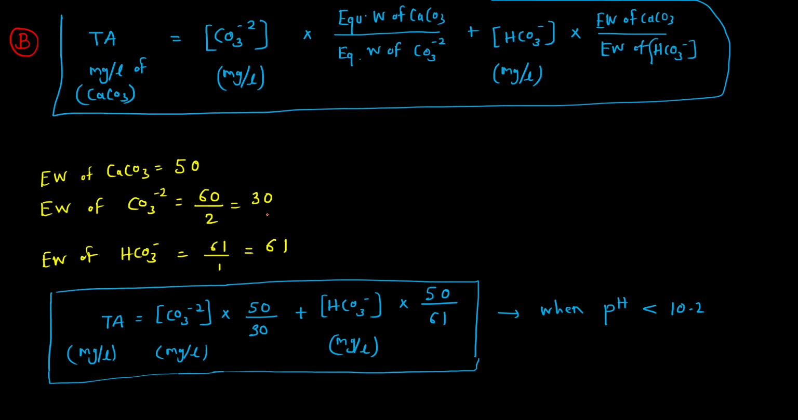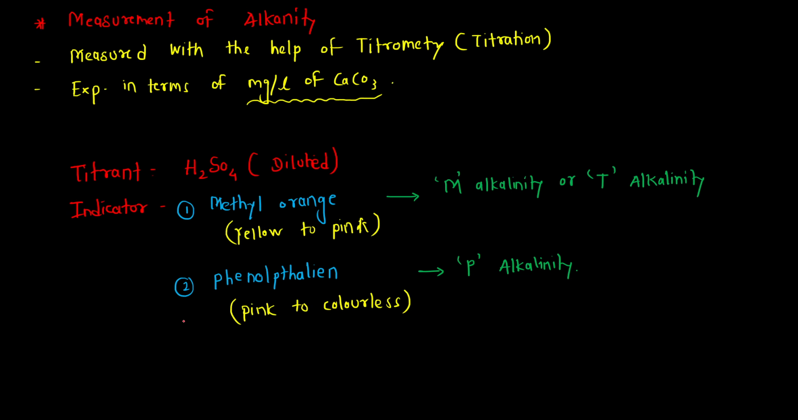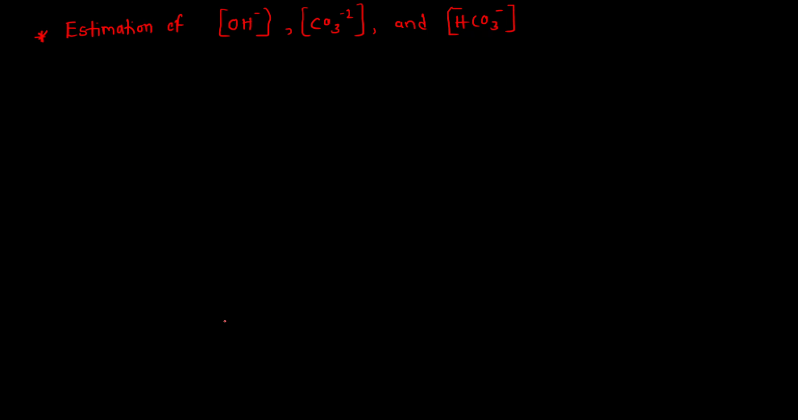The next heading will be estimation of OH minus, CO3 minus 2 concentration and HCO3 minus concentration. If you look at the previous video, you can see this term, which stands for the concentration of carbonate ion. From where will you get this value? You will get this value from the table which we are going to discuss here. First I will write it down, then we'll discuss.